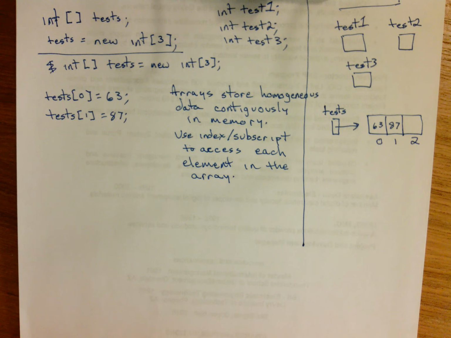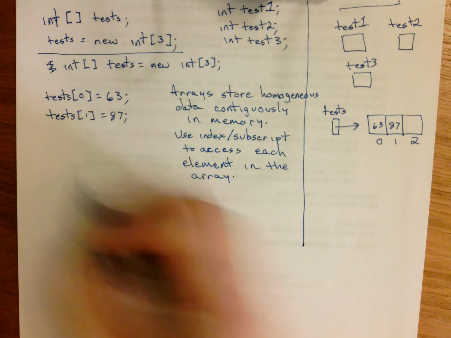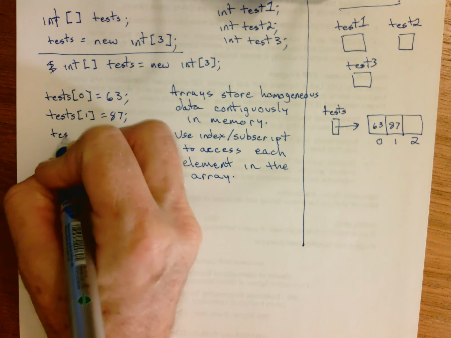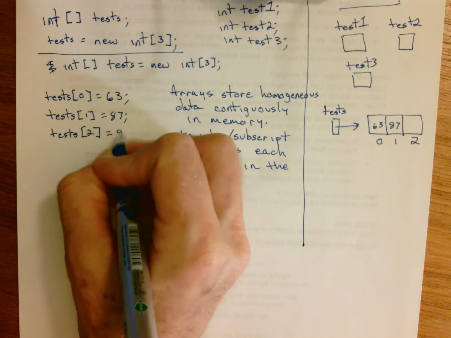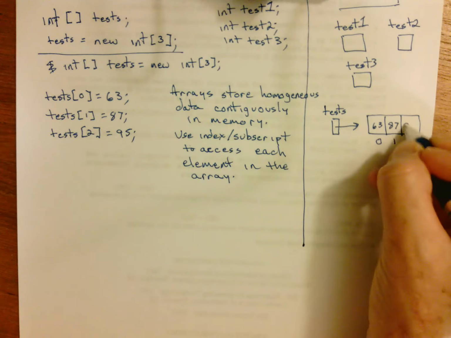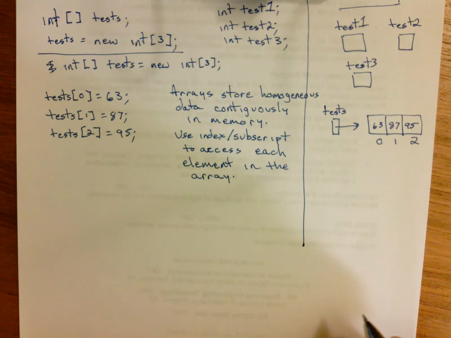Let's continue with our discussion of arrays. Sometimes it's useful to be able to access, starting at the beginning, each element in the array. So let's say we've got one more assignment statement here. Let's say test 2 equals 95. Continue the upward trend. Now, we want to be able to access all of those elements.